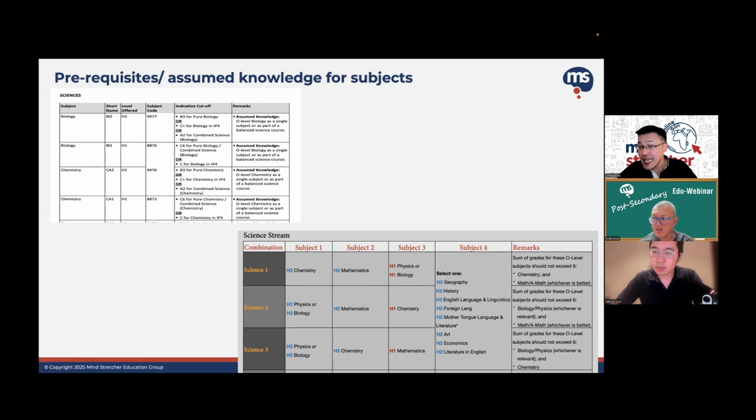And what they mean by the indicative cutoff, in case you're wondering, is that sometimes even within the school itself, it depends on the subject combination and the subjects. Because some of it may be very popular, it may result in a case whereby it's oversubscribed, in that they have a certain quota in terms of the number of places for that. So if that's the case, then there is what we call that cutoff.